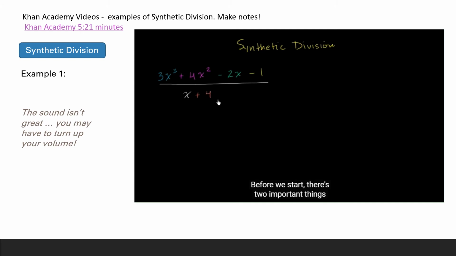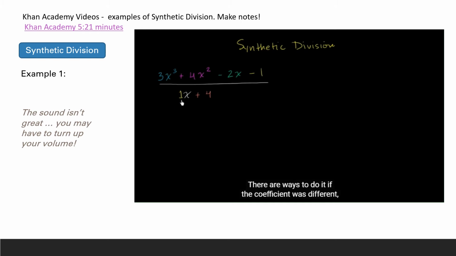Before we start, there's two important things to keep in mind. We're doing kind of the most basic form of synthetic division. And to do this most basic algorithm, this most basic process, you have to look for two things in this bottom expression. The first is that it has to be a first degree, it has to be a polynomial of degree 1. So you have just an x here. You don't have an x squared, an x to the third, an x to the fourth, or anything like that. The other thing is that the coefficient here is a 1.